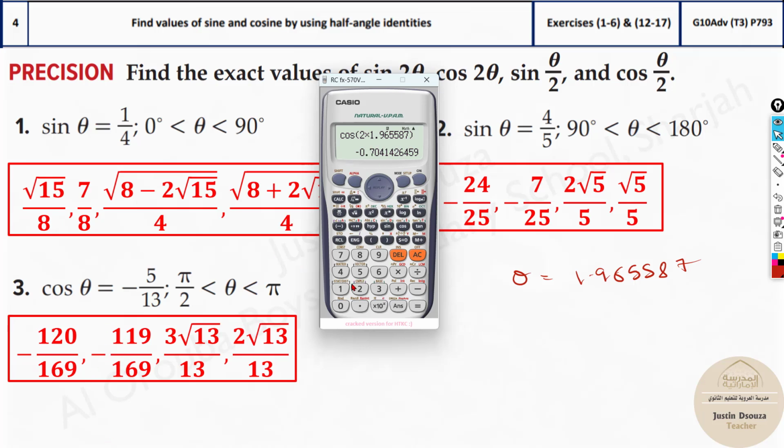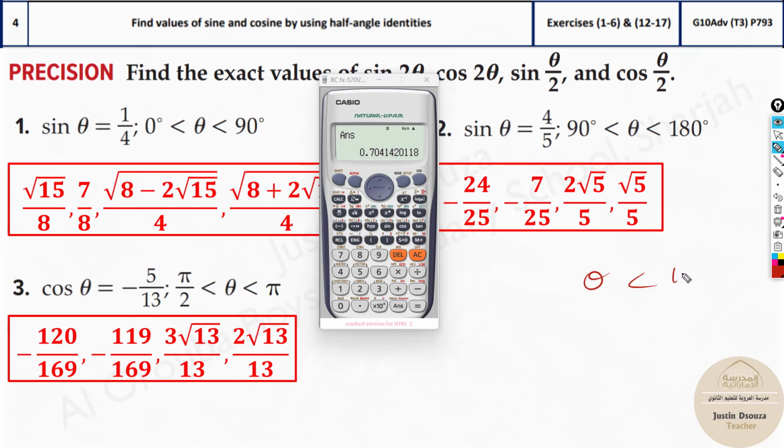This is equivalent to this. I will just show you. 119 divided by 169 gives you the same answer as 0.704. That's the thing. And for these you have to use the formula and solve it. Same formula, straightforward.